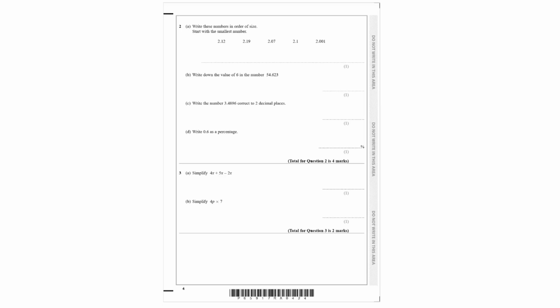Write these numbers in order of size. Start with the smallest number. First, we can see that we have 4 figures here, so we can simplify all of these to 4 figures. Now that they're all formatted, we can see that 2.001 is the smallest. Then we have 2.07. Then we have 2.1. Then 2.12. And finally 2.19.